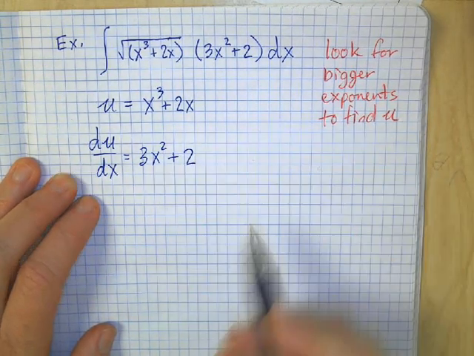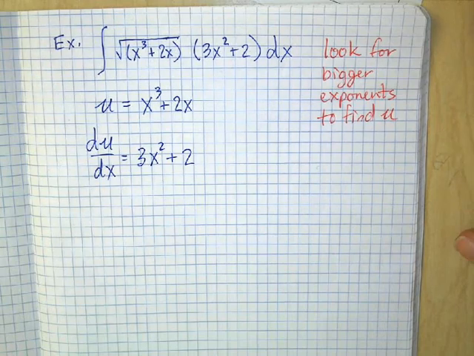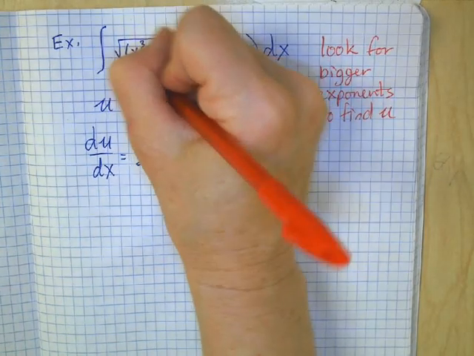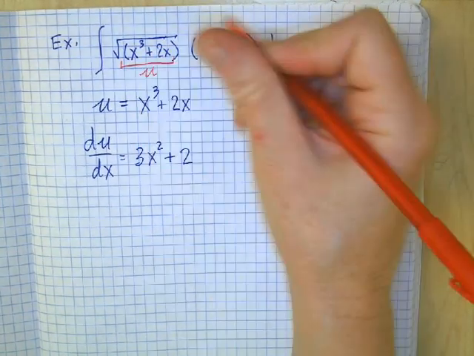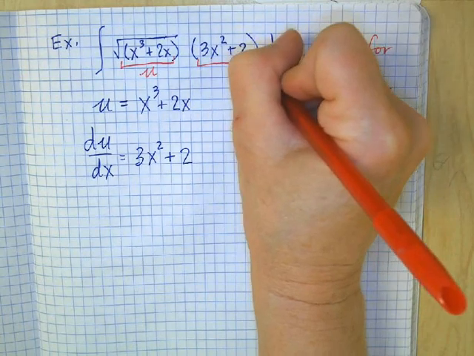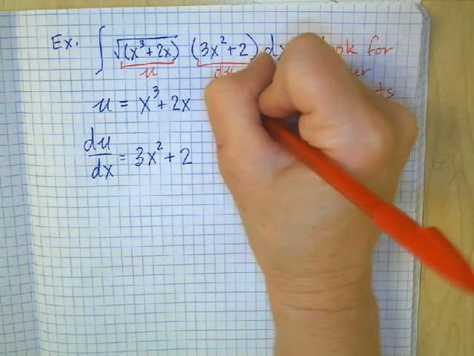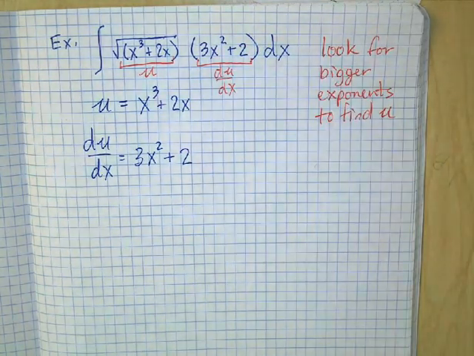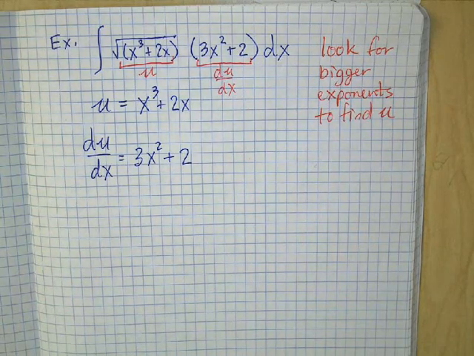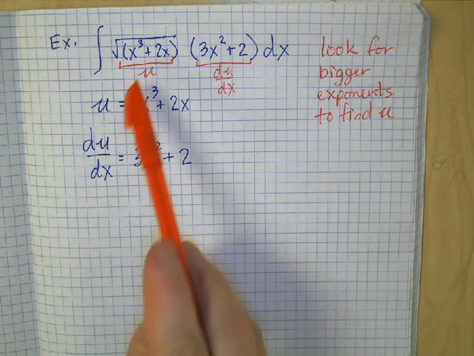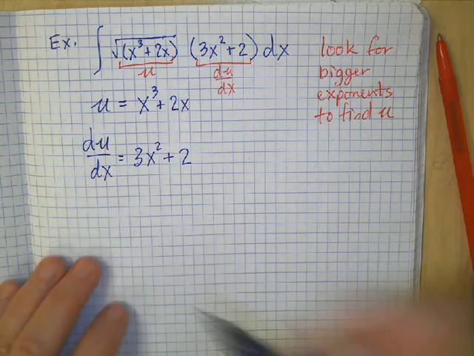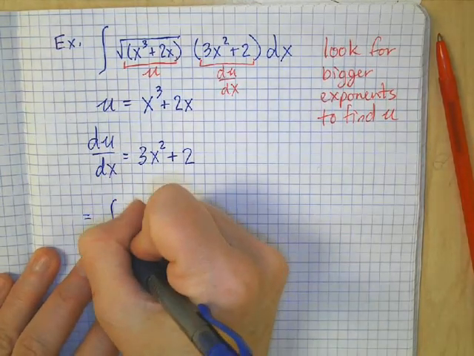And lo and behold, there it is. So this is going to be my u, and this is going to be my derivative of u, my du dx. That's my derivative of u right there. So now I can rewrite my integral in terms of u and du dx. So I'm going to rewrite it, substitute in.